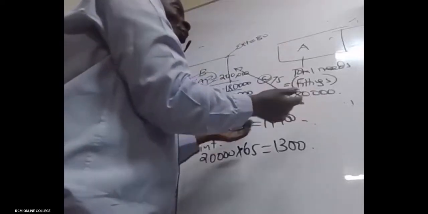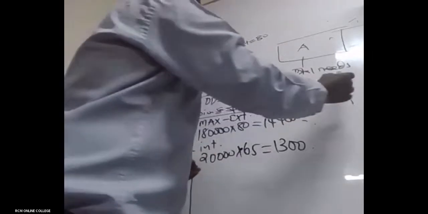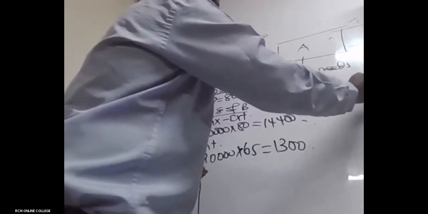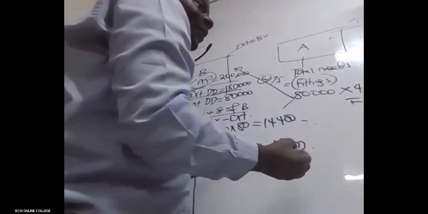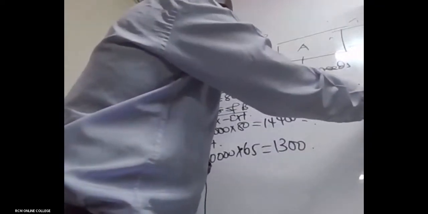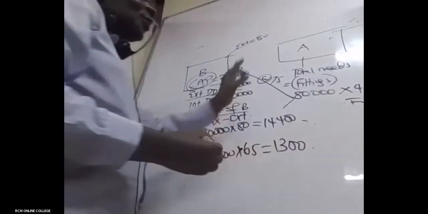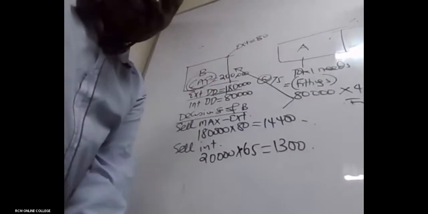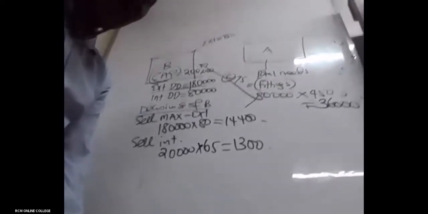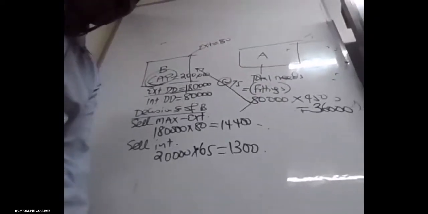Now, please listen. The revenue for A is not changing. Revenue for A, regardless of where we are getting our fittings from, our sales, you know that we are going to sell 80,000 at 450, which gave us 36,000, isn't it? Which gave us 36,000 like that. So A will still sell 80,000 times the 450, which gave us 36,000.